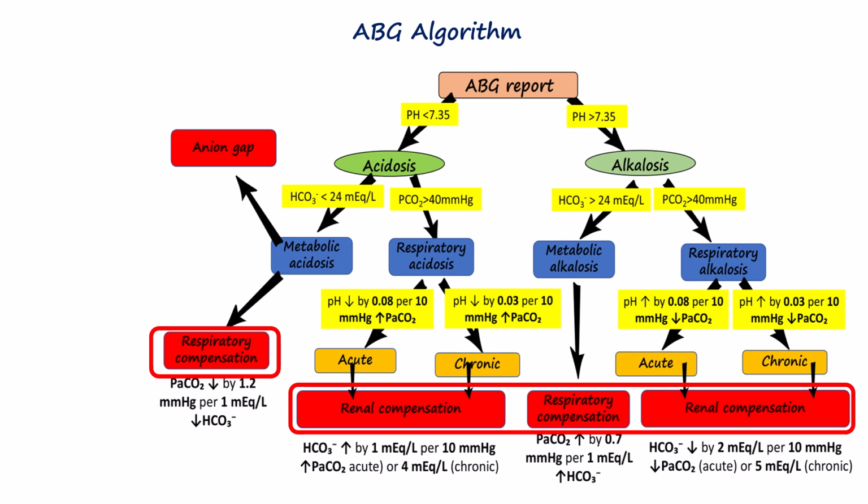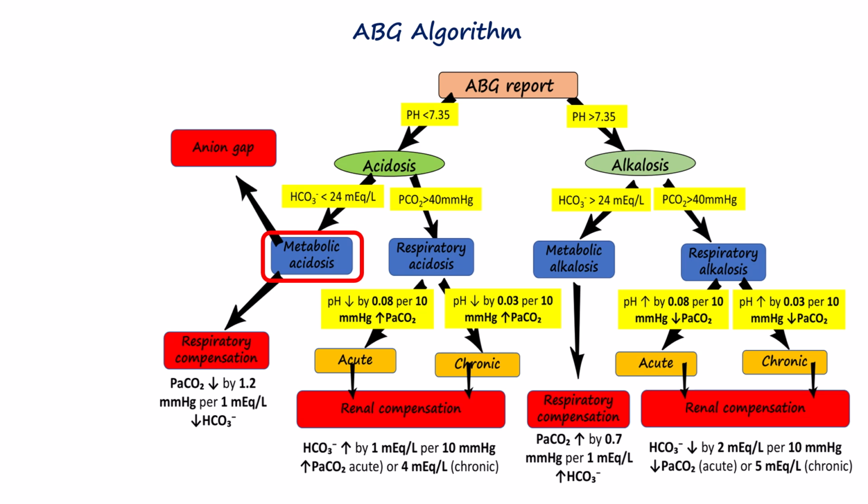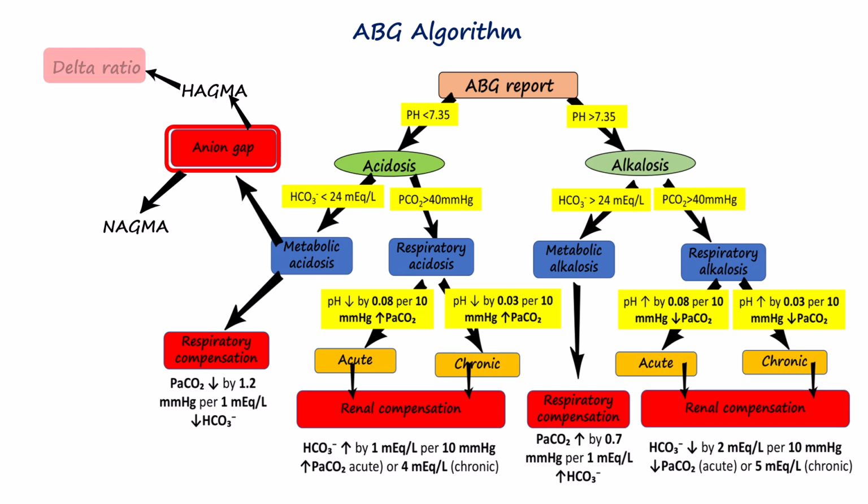Now for metabolic acidosis, we go further with anion gap and classify the metabolic acidosis into high or normal anion gap metabolic acidosis. If it is high anion gap metabolic acidosis, we proceed further with delta ratio to check for coexisting mixed disorders.